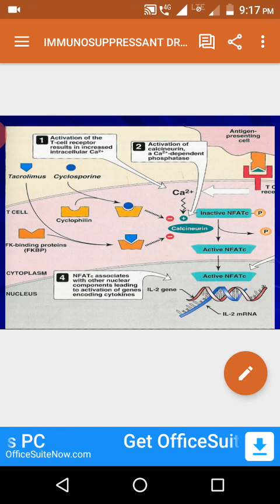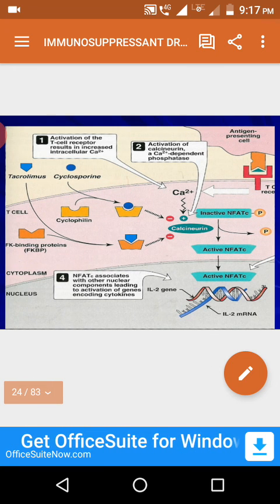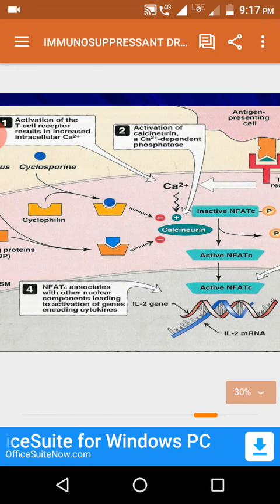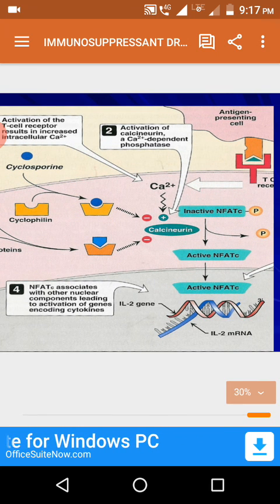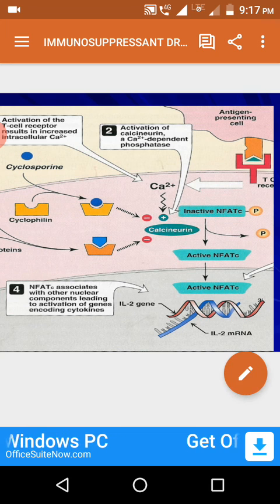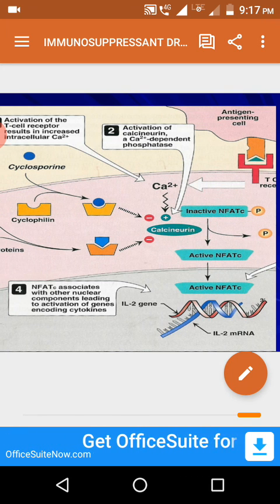So cyclosporin forms an active complex with cyclophilin, and tacrolimus forms an active complex with FK binding proteins. After formation of the complex, ultimately they inhibit calcineurin. So with calcineurin inhibited, there is no activation of transcription factors.